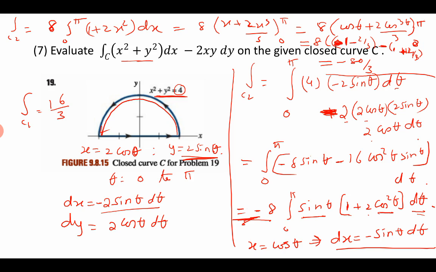Simplify, it will be 80 over 3. So the integration over C2 is minus 80 over 3. Therefore the sum of this, the integral over C, what is it? Minus 80 over 3 plus 16 over 3, it will be minus 64 over 3, which is the answer of this problem. Let's end.